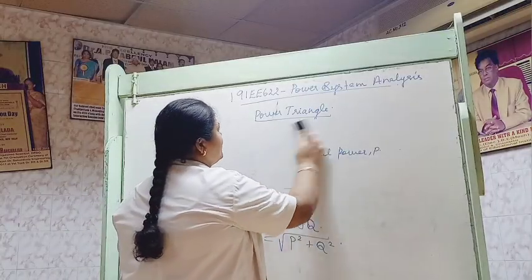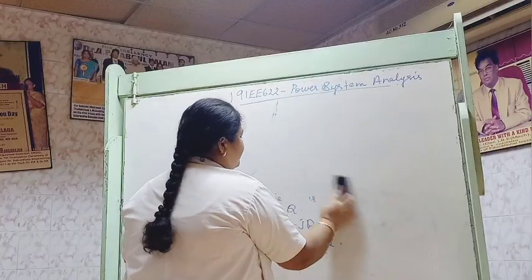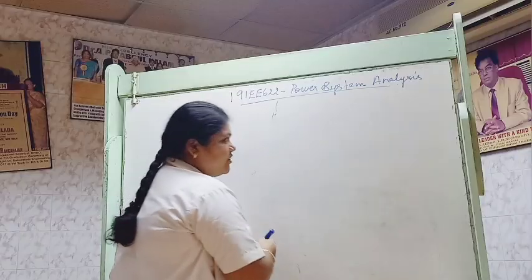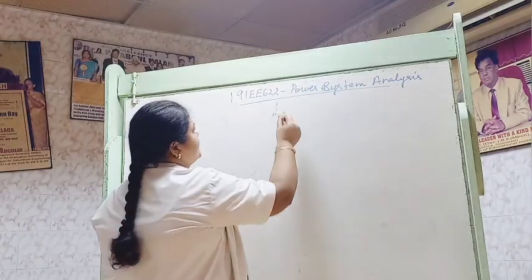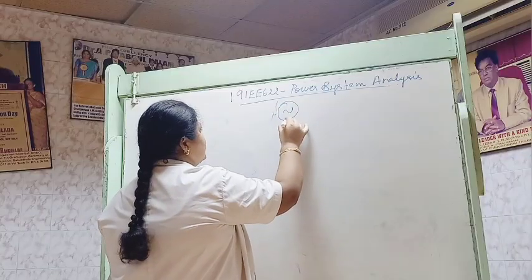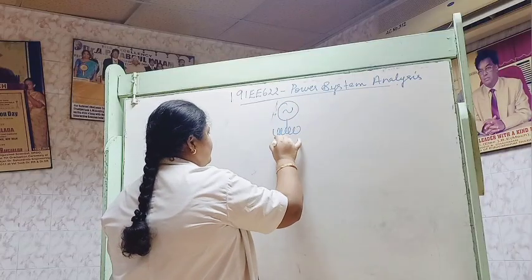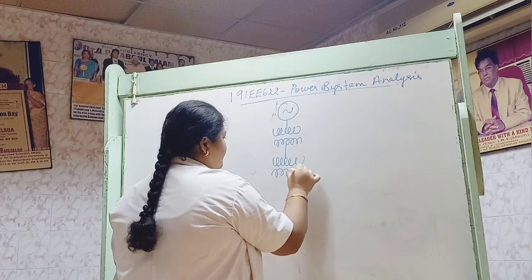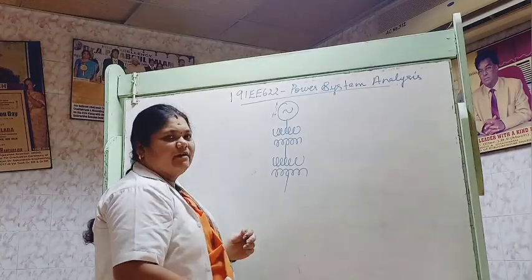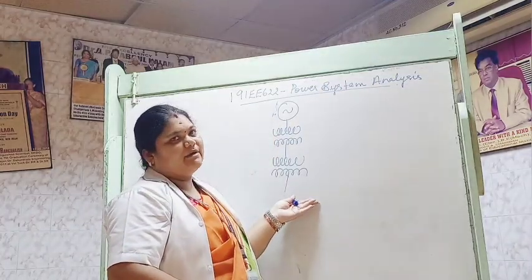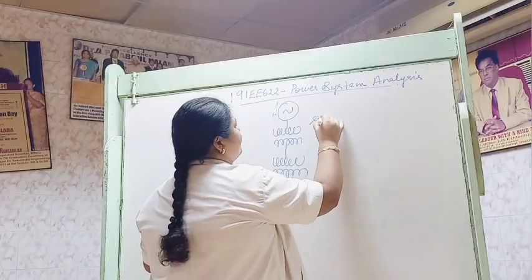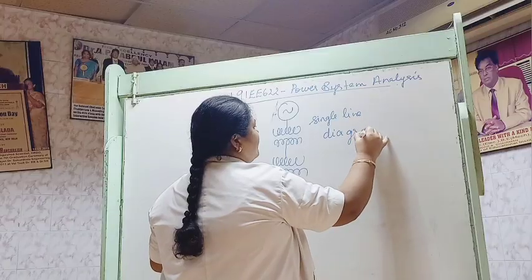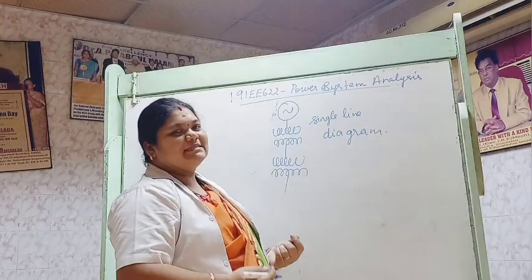But before going to per unit analysis, what is a single line diagram? In transmission and distribution you might have studied the structure of power system, where it starts from the generating station, then a step up transformer, and then a step down transformer, and then moves on. So this diagram representation is called a single line diagram.